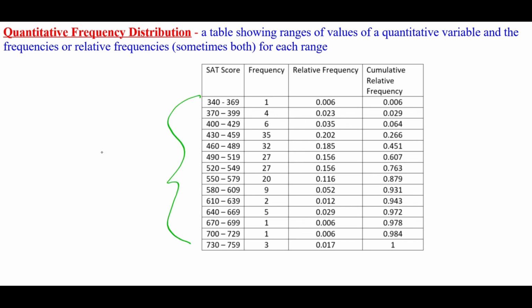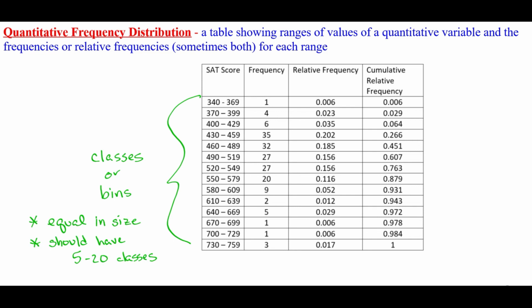These score ranges are referred to as classes or bins. You'll see both words used sort of interchangeably, so you should probably get used to hearing both of them. So your classes or bins should be equal in size, and we should have 5 to 20 classes or bins. So you can see this table has 14 of them, so that's within our range of 5 to 20. Now, as long as you're in the range of 5 to 20, that is fine. There's no rule about exactly how many that you have to have.